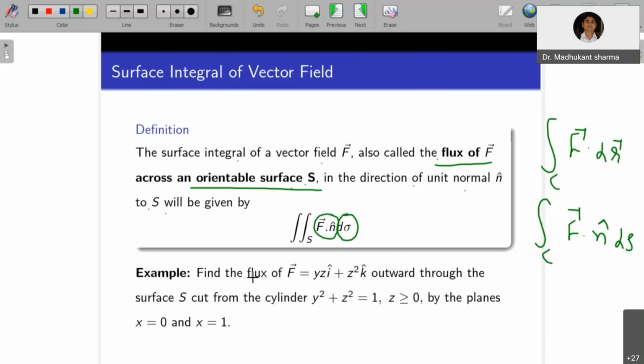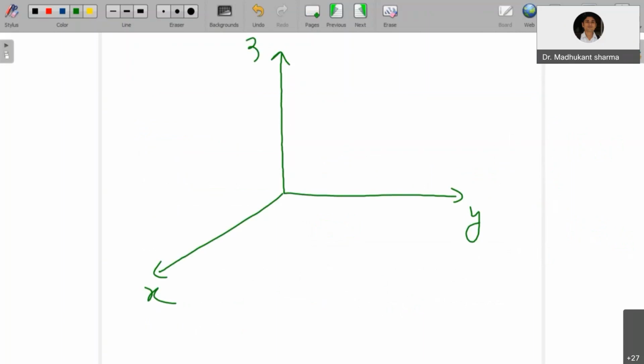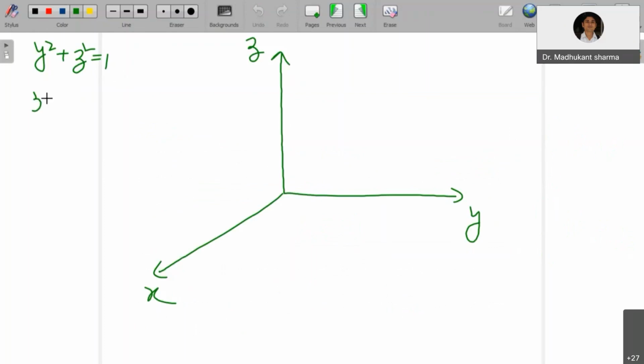Okay, so let's deal with one example here. Find the flux of F outward through the surface cut from the cylinder by the planes so and so. Okay, so how this cylinder will look is, I will just draw it. So this is X, Y, and Z. You have y square plus z square equals to 1, with z greater than or equal to 0, and cut by x equals to 0 and x equals to 1.